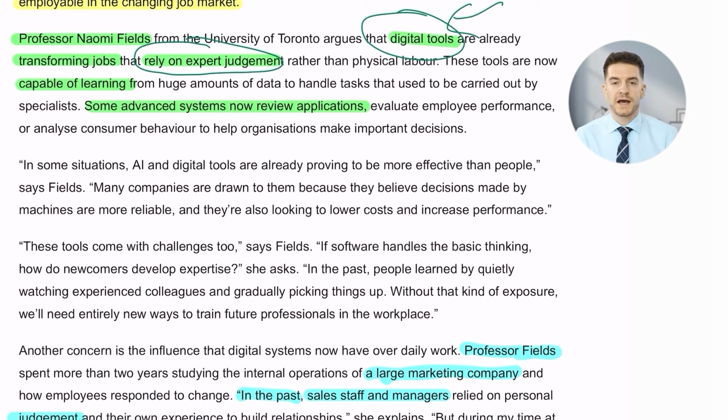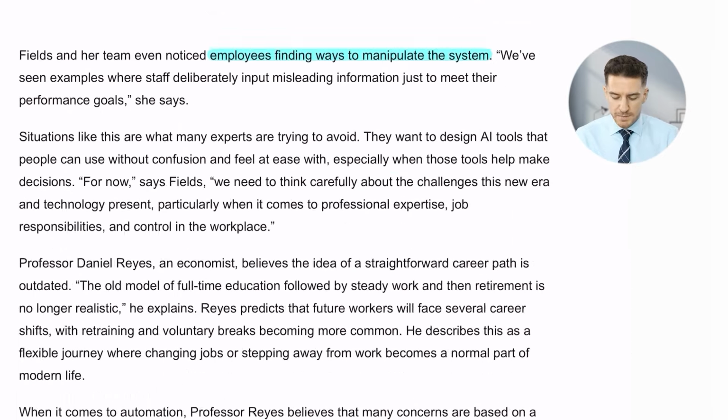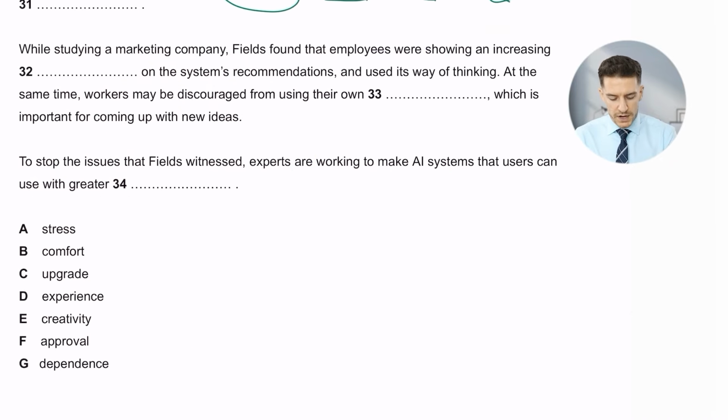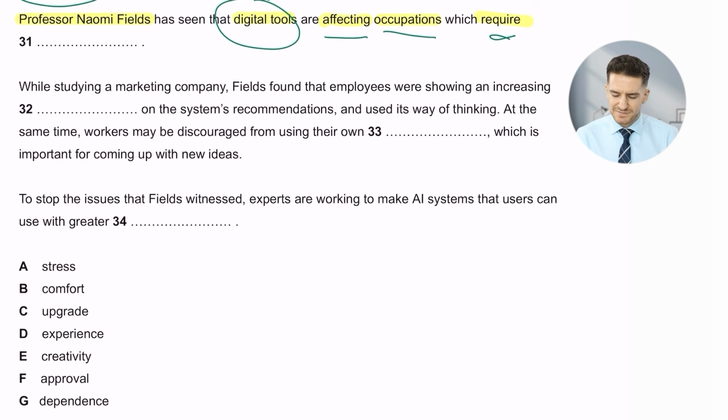So now we've read the passage and we've thought about a paraphrase. Well, we can come back down to the questions and we can choose the best answer. So let's have a look at them one by one. First one, stress. Well, no, it doesn't say anything about affecting jobs that require stress. Comfort, no. Upgrade, no. Experience, yes, maybe. Creativity, no. Approval, no. And dependence, no. So the best answer there would have to be experience. Now, please note, I'm writing the full word just so you can see what it looks like in the sentence. Obviously, in the real test, you just need to write the letter. So we can cross out experience now because we've used that one already. So now let's continue and we'll find the next one.